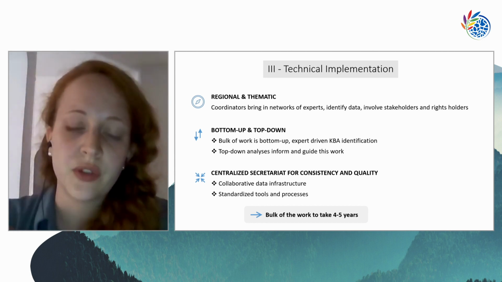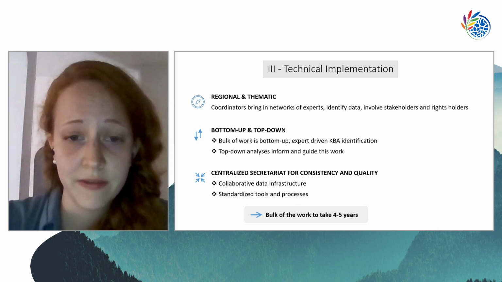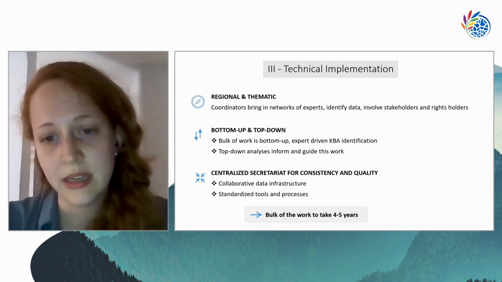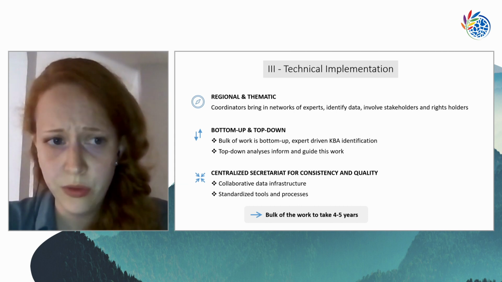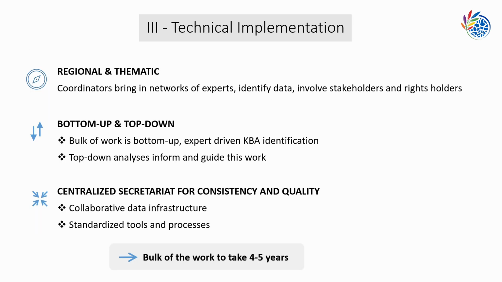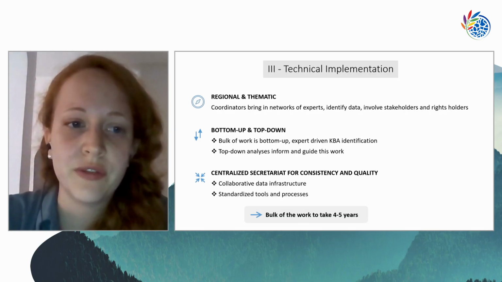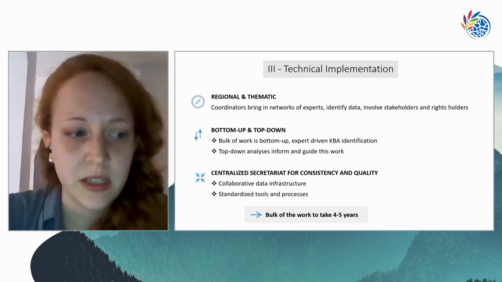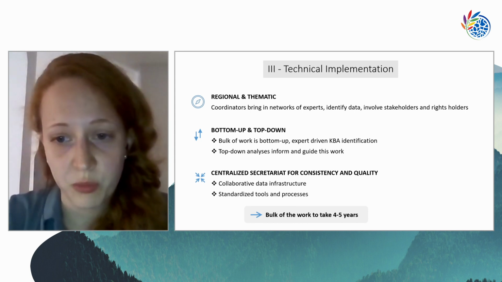Because we come at this from all these different directions, we also have a centralized, high-capacity Canadian KBA Secretariat that ensures the consistency and the quality of all the work we do. The Secretariat puts in place collaborative data infrastructure, as well as standardized tools and processes. This is obviously substantial work for a very large country, and so we expect it to take about 4 to 5 years, and we expect to have about 900 KBAs by the end of the process.